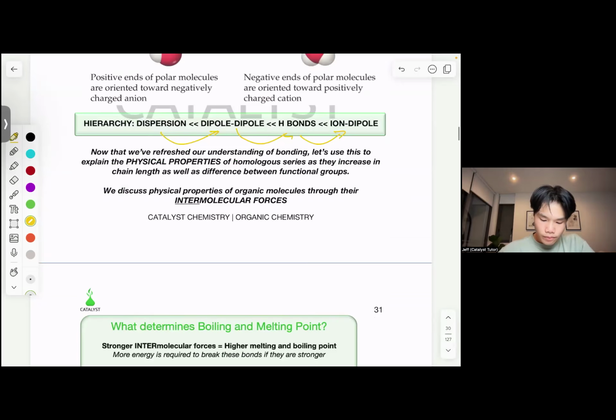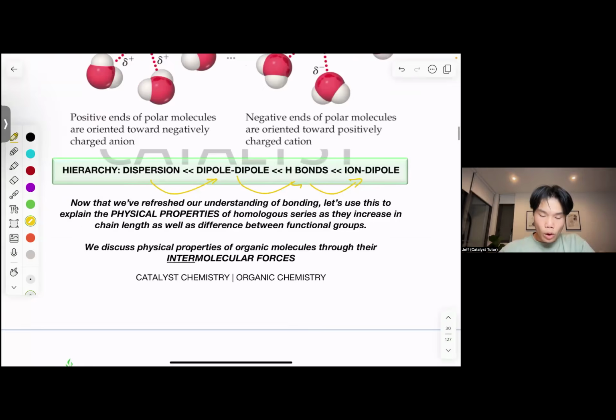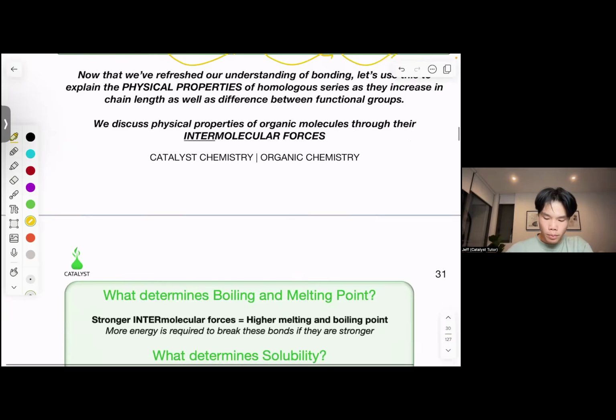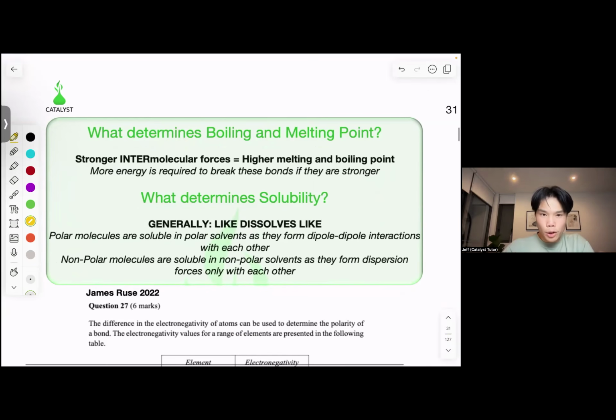Okay. So why does this matter to us? We're now building up that we need to understand these forces in order to understand melting point, boiling point, solubility, because all of these physical properties are in terms of intermolecular force, how much energy it requires to break an intermolecular force. Let's talk about that more. What determines boiling point and melting point? If you have stronger intermolecular forces, you will have higher melting point and boiling point. You would need more energy to break bonds if they are stronger.